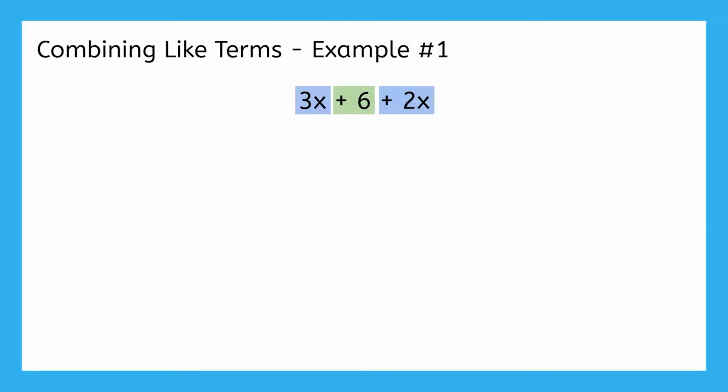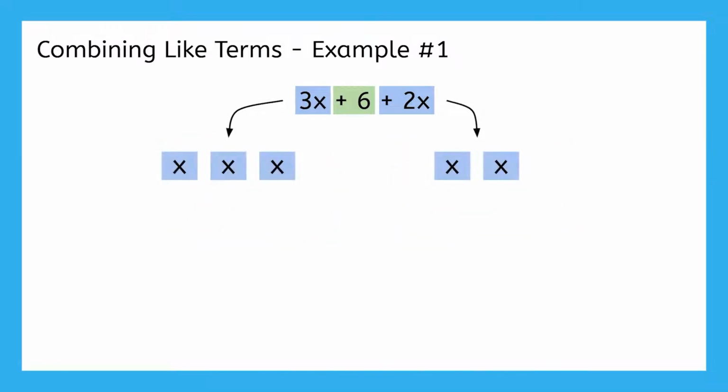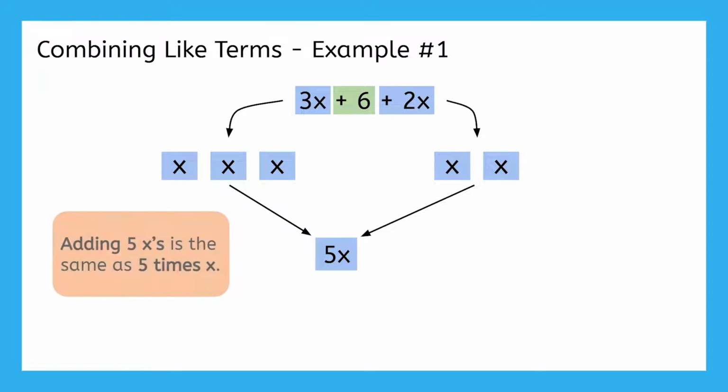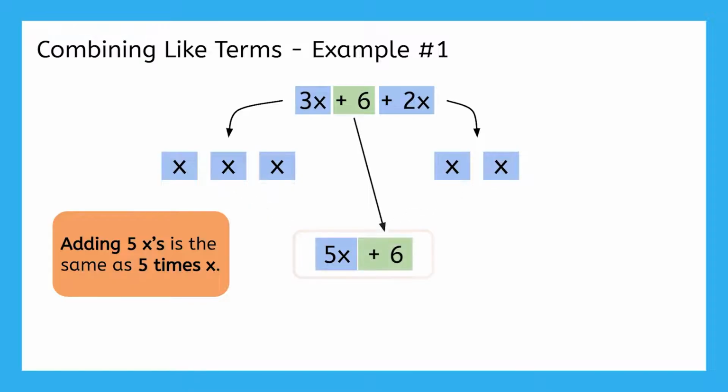We can make this expression simpler by putting all those x's together. How many x's would we have? 5 x's, or 5x. Remember that repeated addition is the same as multiplication, so adding 5 x's is the same as 5 times x. The equivalent expression is 5x plus 6.